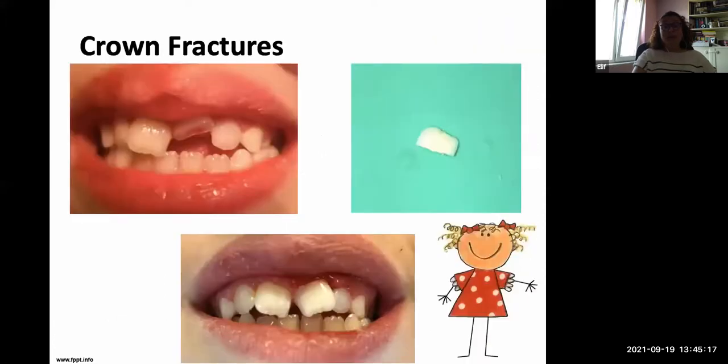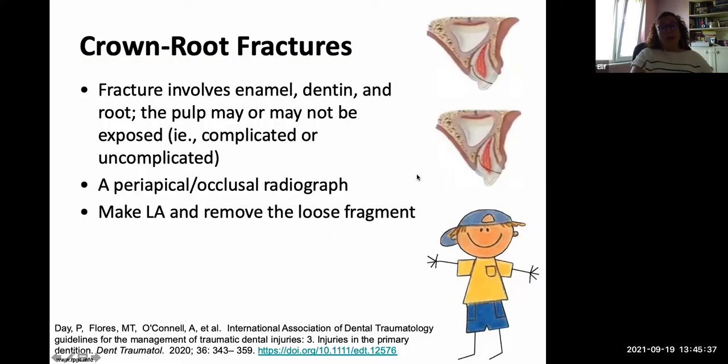Here is a complicated crown fracture in a permanent tooth. Sometimes we can use the broken piece, the fractured piece, if it is in a proper situation, and we might just repair the tooth with the broken fractured piece.